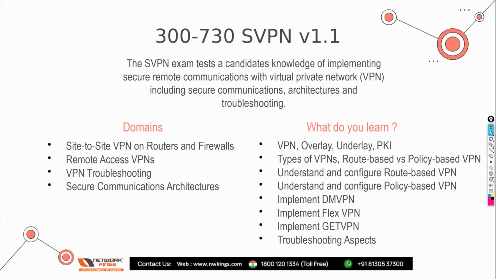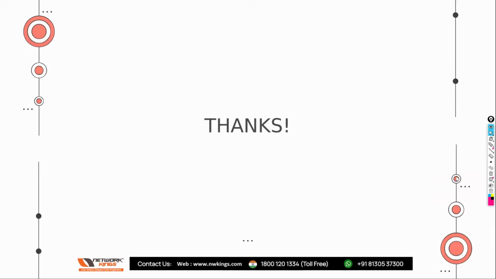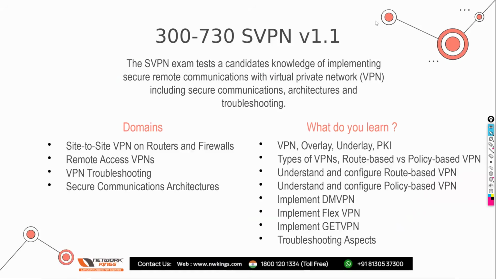Now, from our SVPN perspective, that's the exam code, 30730. Okay, and this is version 1.1, which is basically the exam version. So it keeps changing, keeps revising. Cisco is now doing quarterly revisions for their exams for the blueprint.